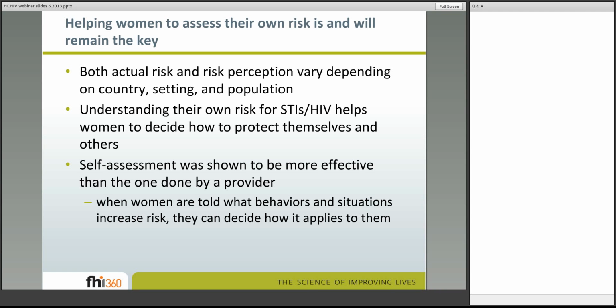When women are told what behavior, situations, and factors may increase risk, they can decide how it applies to them. It works better because self-assessment is much more neutral. It doesn't put a woman on the spot when a provider confronts her with very sensitive questions about her partner's lifestyle, about multiple partners, about her husband's unfaithfulness, and so on.